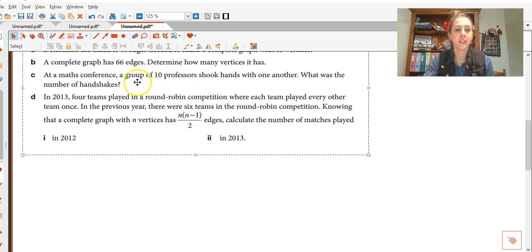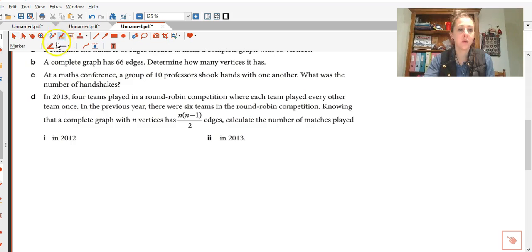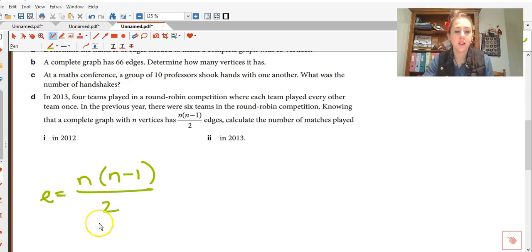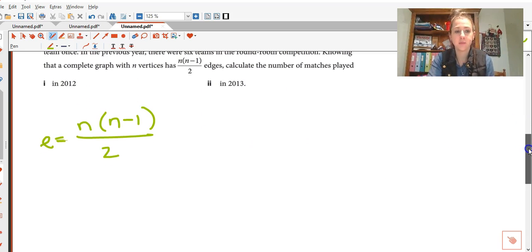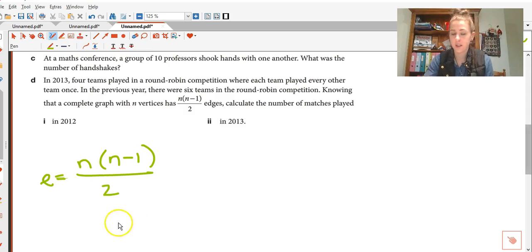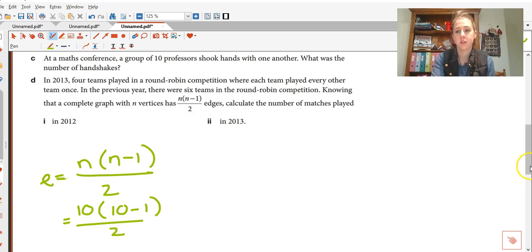So then let's look at C. So at a maths conference, we've got a group of 10 professors that all shook hands with one another. So what was the number of handshakes? So again, the number of handshakes is going to be the edges. So it's that formula again where we've got E is equal to n multiplied by n minus 1 over 2. So we know that there are 10 professors there. So n is equal to 10. So 10 multiplied by 10 minus 1 over 2.